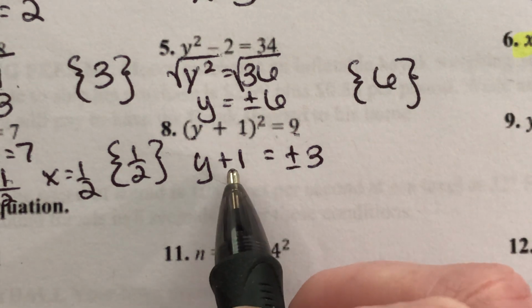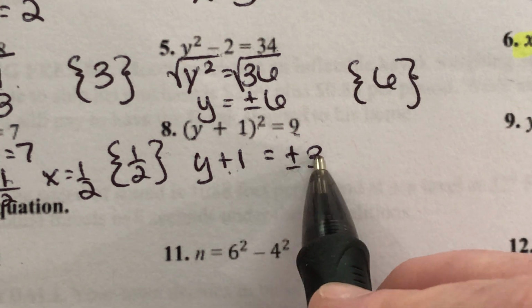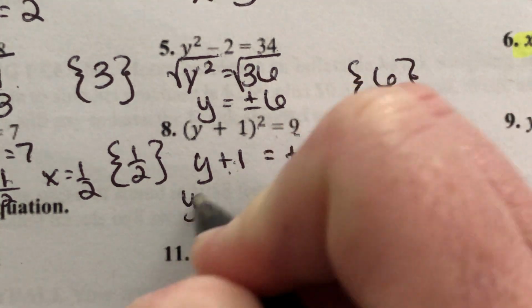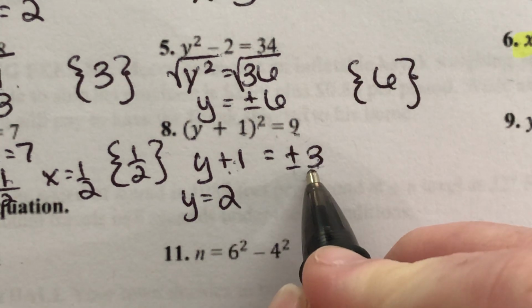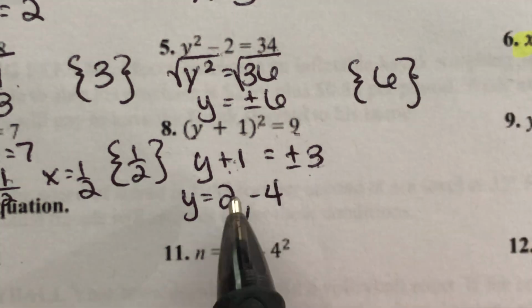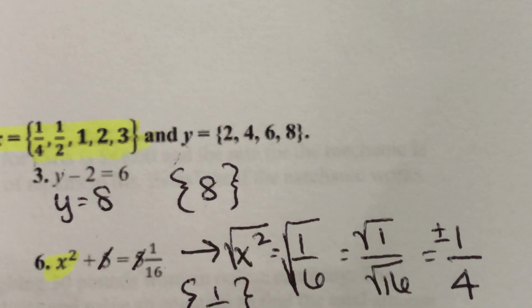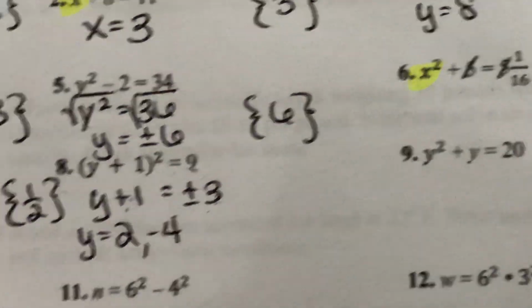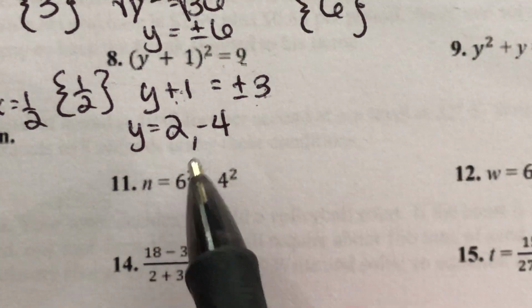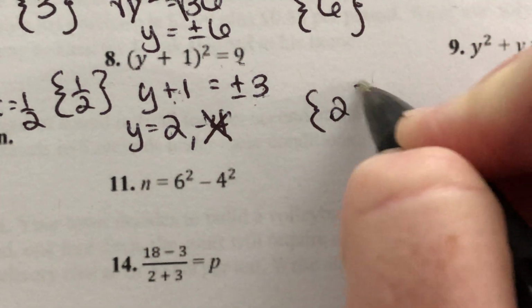So now I'm going to subtract 1. If this was a positive 3, 3 minus 1 is 2. If this was a negative 3, negative 3 minus 1 is negative 4. So those are my two solutions, but out of my choices, I only have positive 2, 4, 6, or 8. So negative 4 is not a choice. So my solution set for this problem is just 2 inside squiggles.